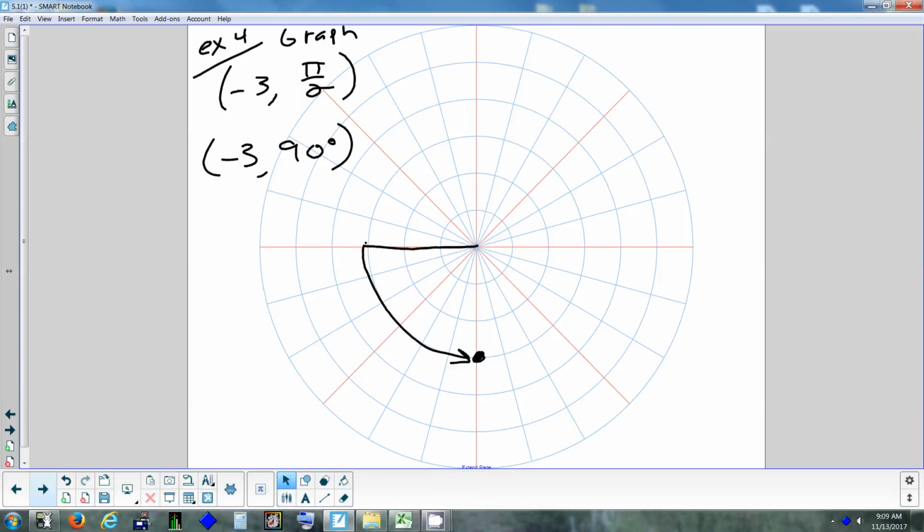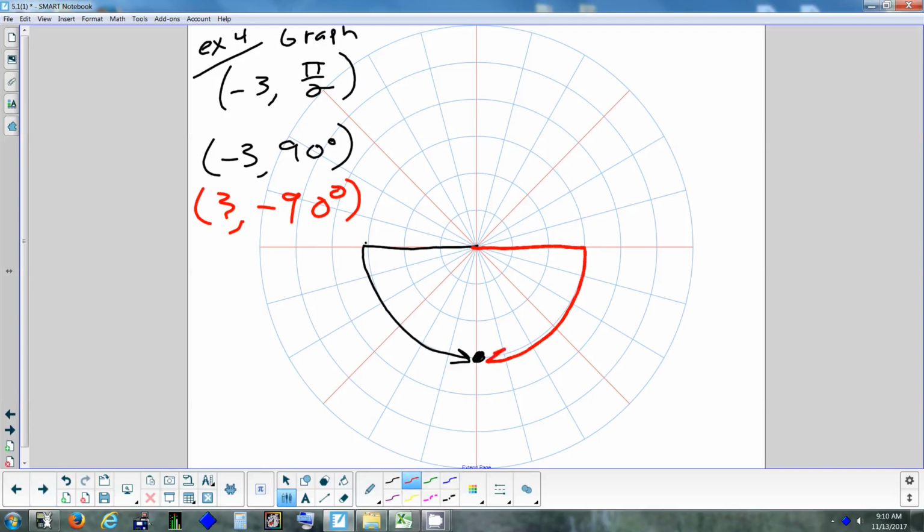Can anybody give me another coordinate that would get me to that same spot? Yeah. 3, negative 90. Yep. I think that'll work. So that would be right 3, negative 90. That would be going that way.